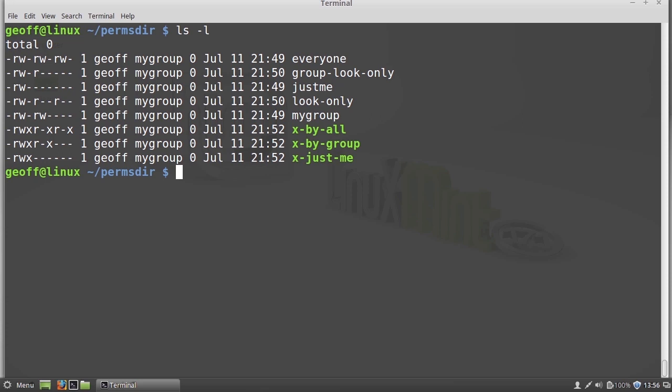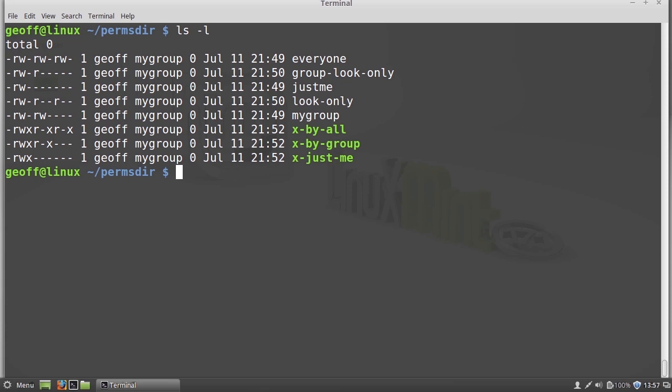So in these three groups from left to right, the first group is for the user who owns the file. The next group of permissions is for members of the group associated with the file. And the third group of permissions is for everybody else. So let's walk through the directory and discuss the permissions that we see.